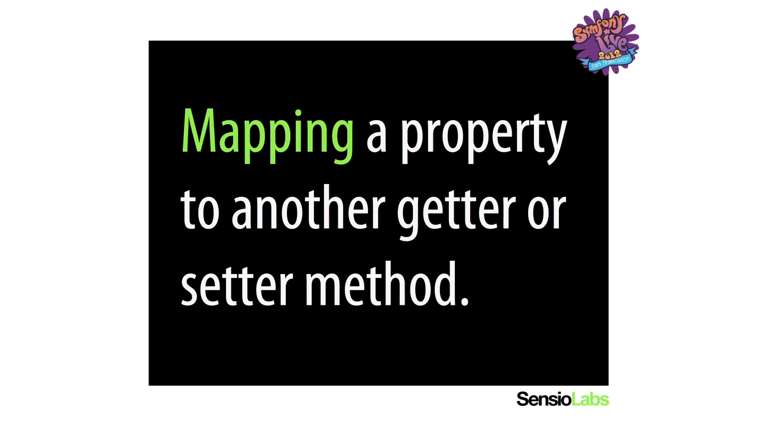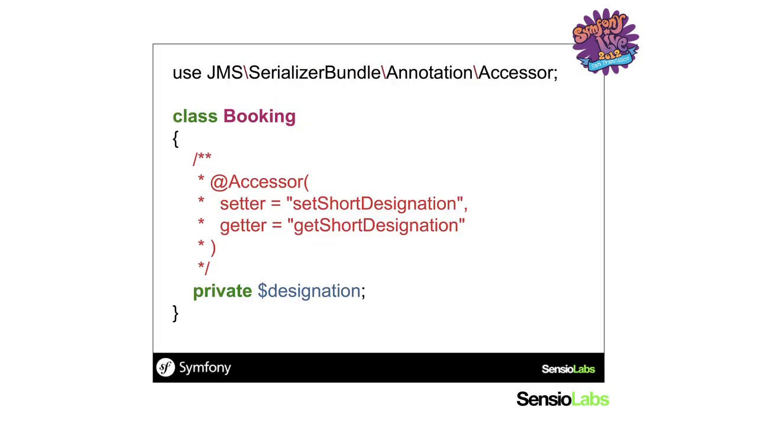You can also map your property to other methods. So if you don't want to use the getter and setter methods, you can remap the getter method and the setter method to call when exposing a property. For example, my designation property will be displayed by using the getShortDesignation method and setShortDesignation method. So the serializer will not use the getDesignation method to output my designation property. It will call the getShortDesignation method.